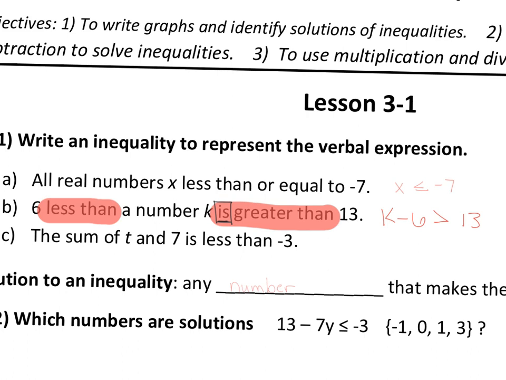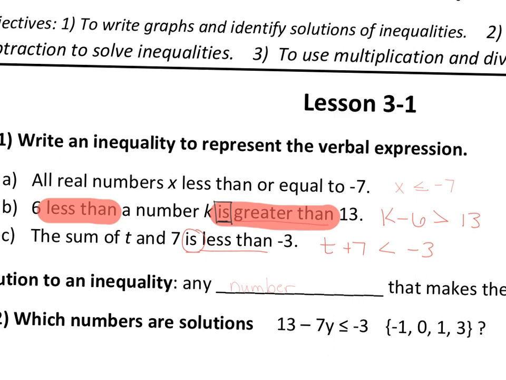All right, next one. The sum of t and 7 is less than -3. So sum means add, so I'm adding t and 7 is less than, again, you see that word is showing up, -3. So that is tells you where the inequality is going to go, just like up here on the first one, or the second one, okay?